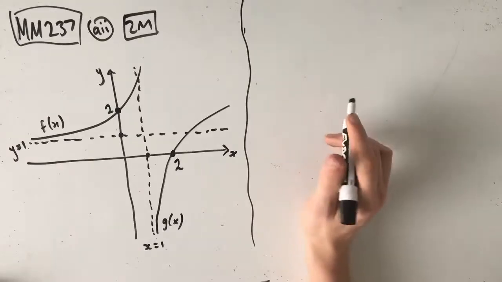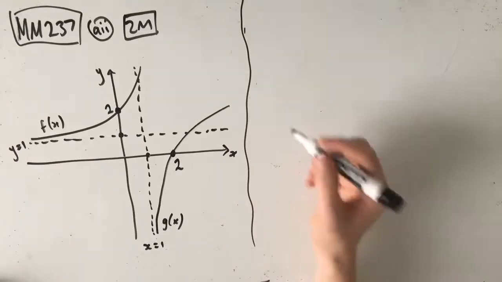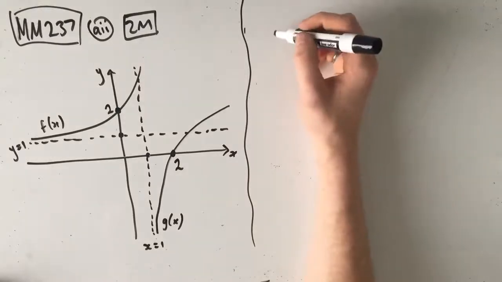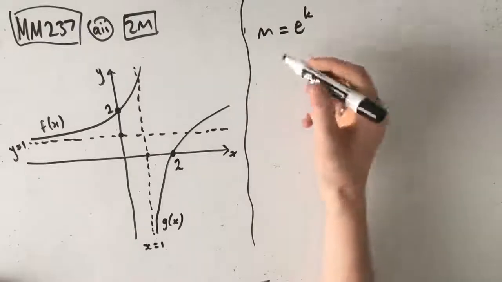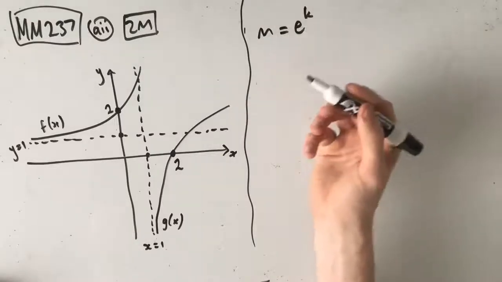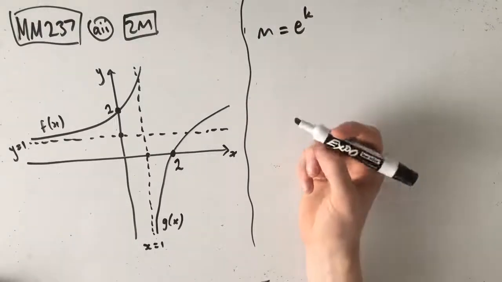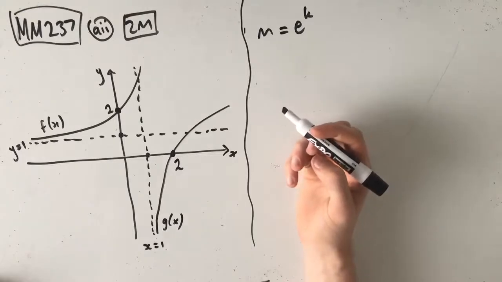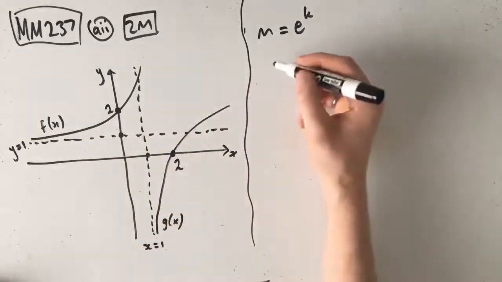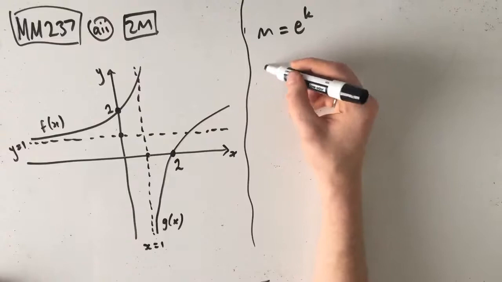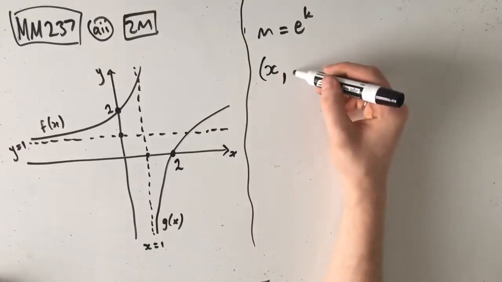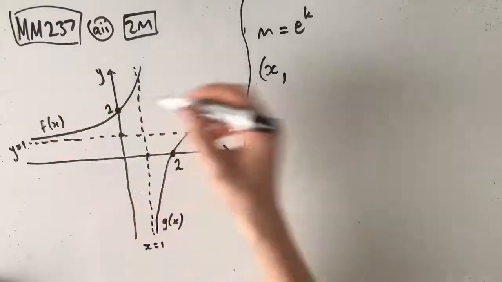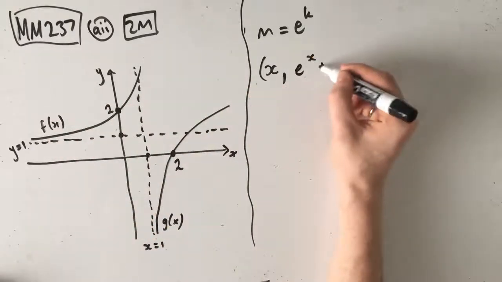All right, awesome. So we know that our gradient at any point k is equal to e to the power of k. So our gradient is e to the k. And in order to find the equation of a tangent, we're going to need to find a point on this graph, right? So a point on this graph is x, which is just the x value, and our y value is e to the power of x plus 1, right?